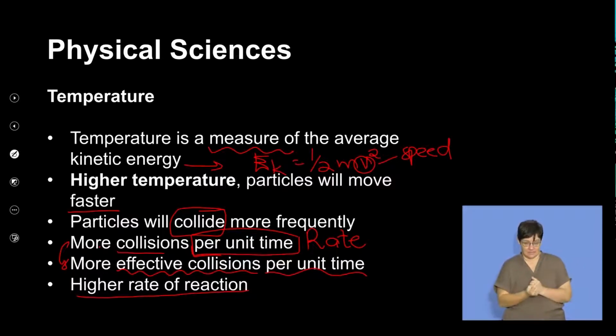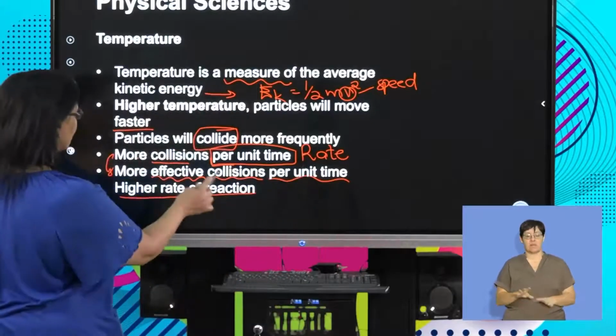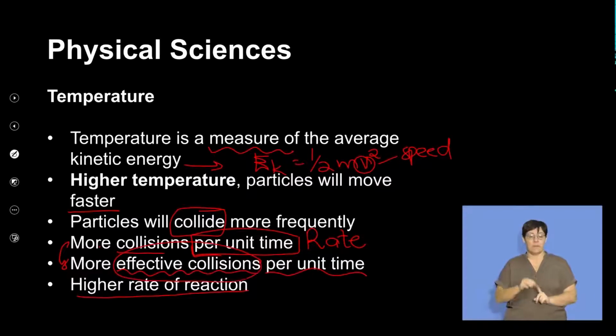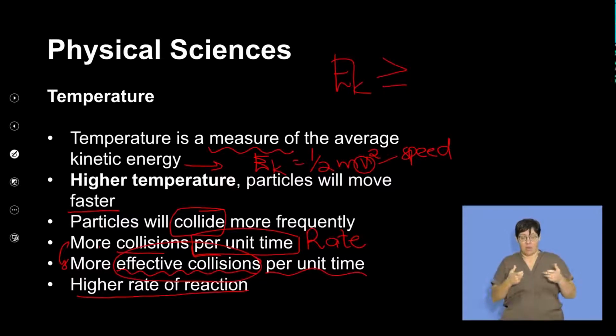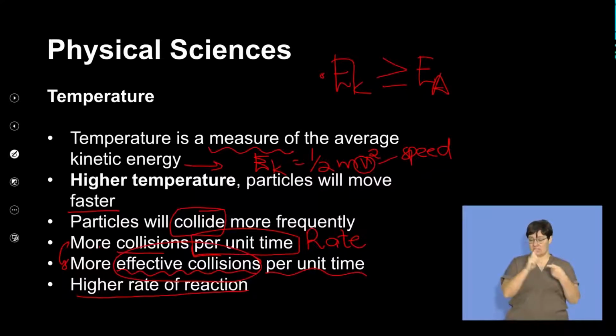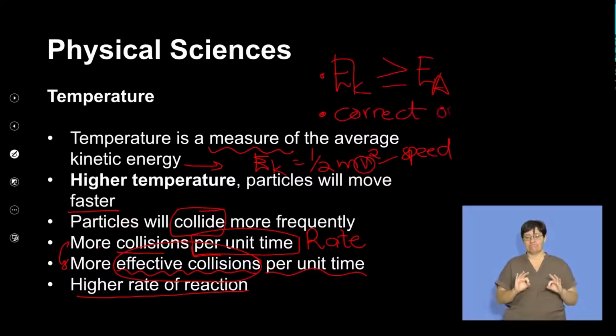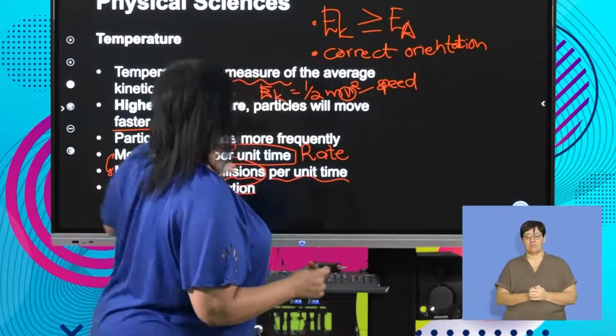I just want to remind you again, when we talk about effective collisions, we're talking about collisions where the kinetic energy is bigger than or equal to the activation energy. That's firstly. And secondly, there must be a correct orientation, meaning there must be an overlap in the unpaired electrons' orbitals.